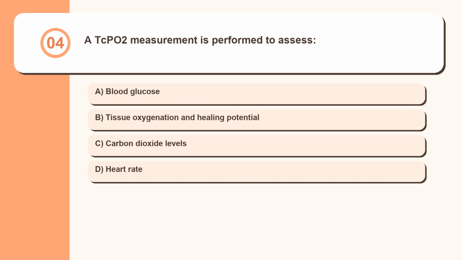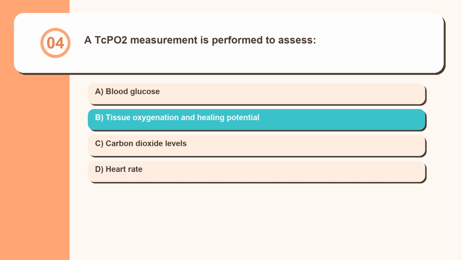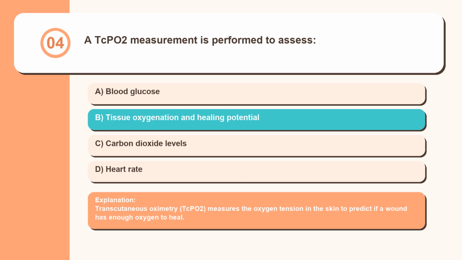Question 4. A TCPO2 measurement is performed to assess blood glucose, tissue oxygenation and healing potential, carbon dioxide levels, heart rate. Transcutaneous oximetry, TCPO2, measures the oxygen tension in the skin to predict if a wound has enough oxygen to heal.